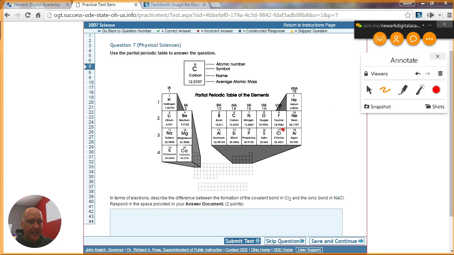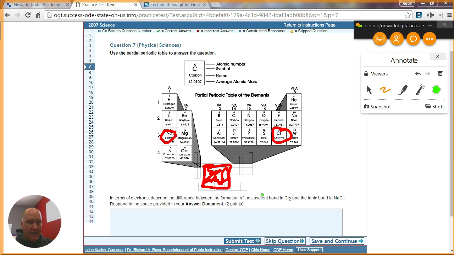So the chlorine, Cl, is right here. And then we have Na over here. So we have two different types of bonds they're asking about, covalent and ionic. There's three types of bonds in general: covalent, ionic, and metallic. Metallic bonds typically are going to involve these guys here in the center, which are called transition metals. And metallic bonds are pretty easy. Those are all metals, so the electrons flow around very easily, like copper wire in your house.